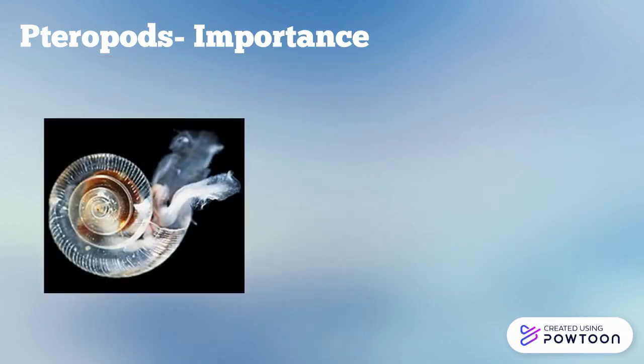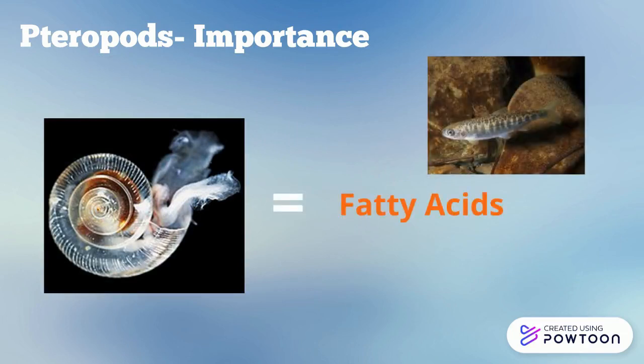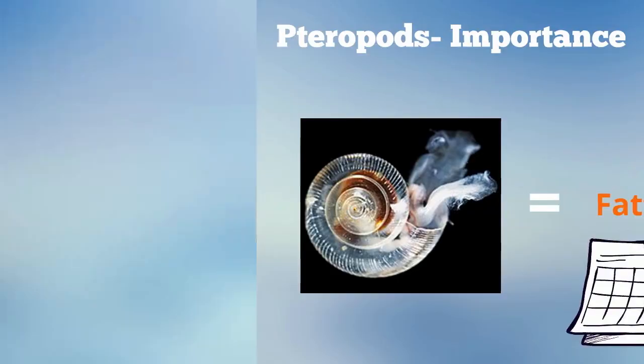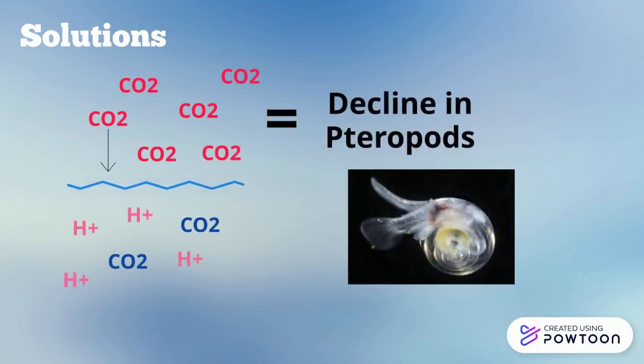Additionally, sea butterflies provide a source of fatty acids to juvenile fish. Without this food source, the fish would not be able to attain these fatty acids, potentially leading to delays in development of fish. As the ocean continues to acidify due to the rise of anthropogenic CO2, we will likely see a decline in pteropod population in various oceans.